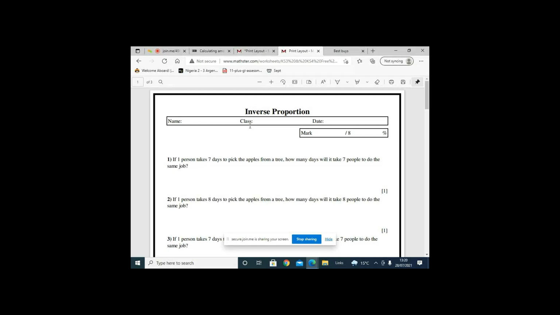So, for example, if 10 people wanted to do a job for 5 hours, if 10 people want to do a job for 5 hours.